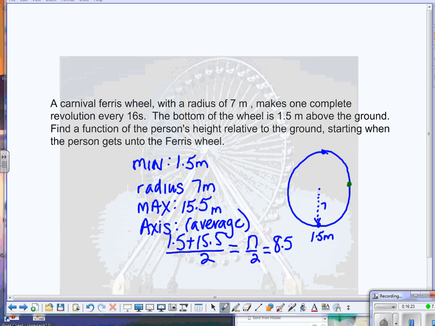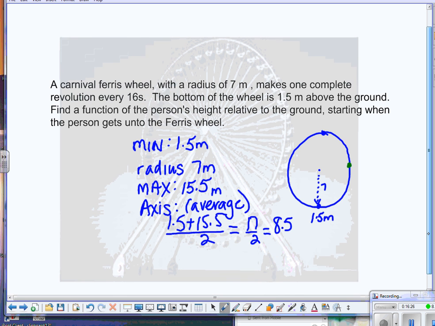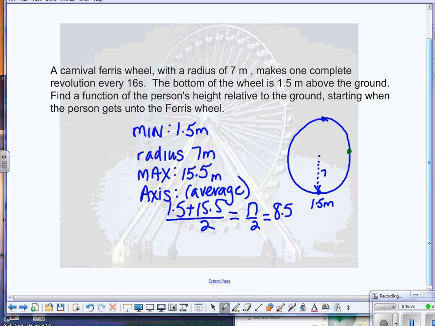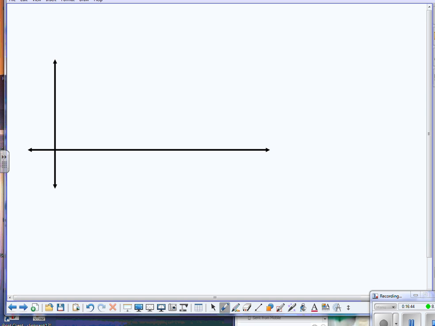We know that the period is 16 seconds. Because it goes through one revolution every 16 seconds, which sounds absolutely dizzying to me. The period is 16 seconds. So we're going to have to adjust our equation to get a 16-second period. I think that is all that we know. So let's draw it quick and come up with the equation.